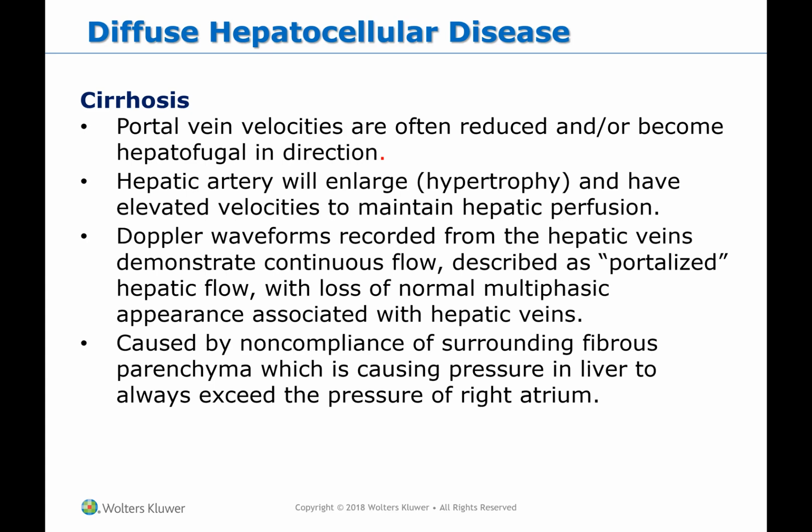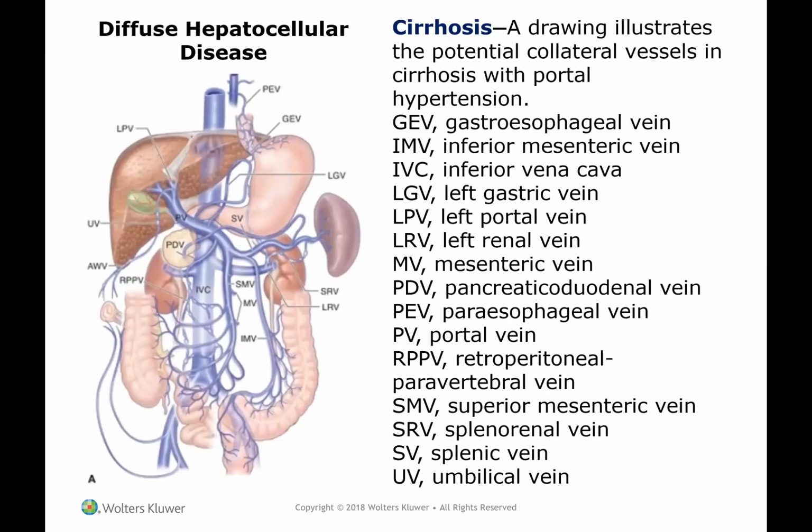The hepatic artery will enlarge and have elevated velocities to maintain hepatic perfusion. Doppler waveforms recorded from hepatic veins demonstrate continuous flow, described as portalized hepatic flow. Here are all of the possible collaterals. Isn't that crazy? Your body will try to reroute that blood if it needs to.